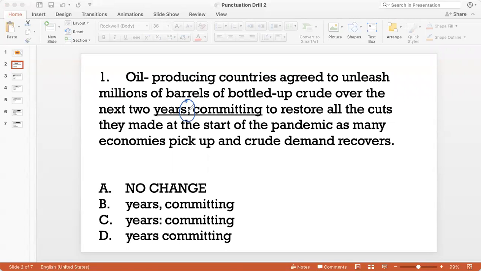And the way the sentence is written, there is a semicolon here. Now, if I break the sentence into two parts, one before the semicolon and one after, then I notice that this part before the semicolon is an independent sentence, right? Because it says oil producing countries agreed to unleash millions of barrels. So there is a subject and there is a predicate. So there is a complete sentence. But the part after the semicolon, this is not independent. This is not a complete sentence.